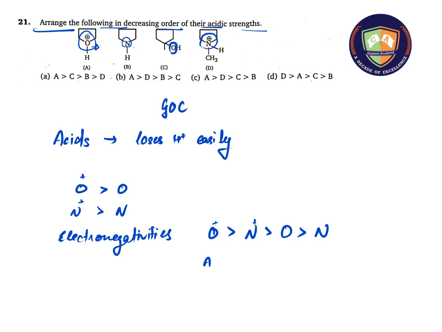After that, D option will come, and after that C, after that B. So our answer would be ADCB, option C.